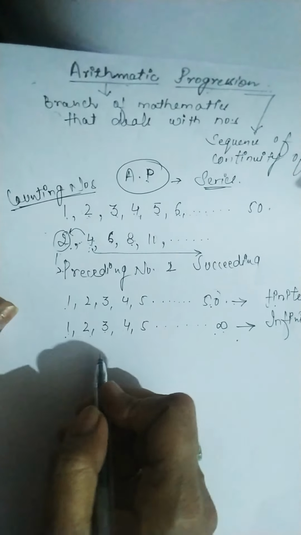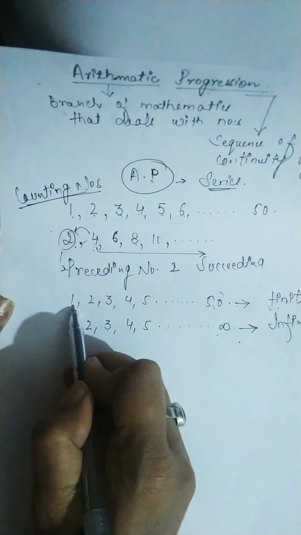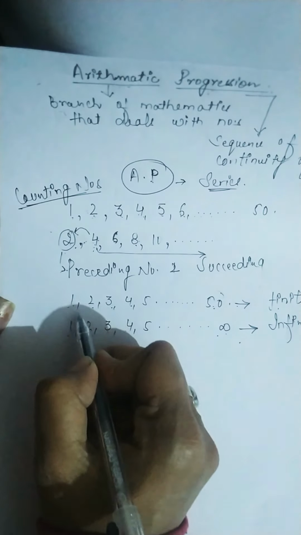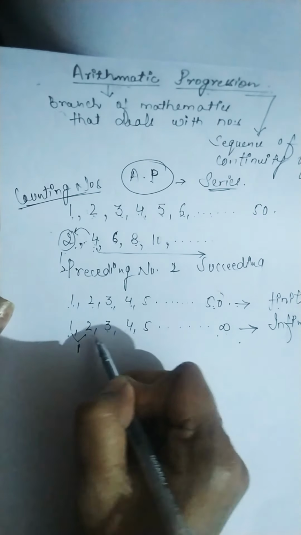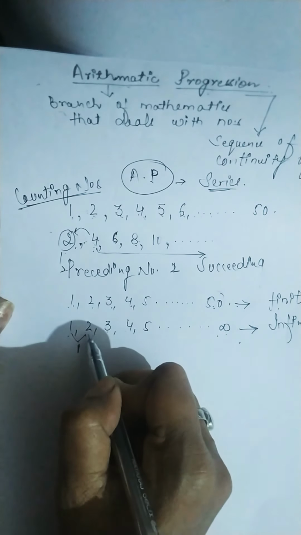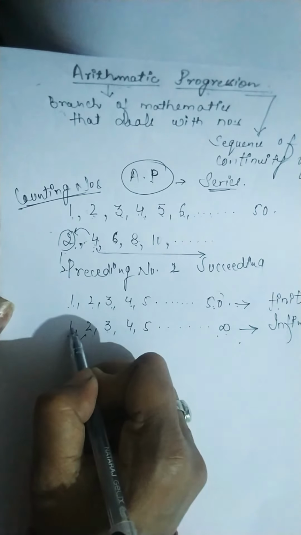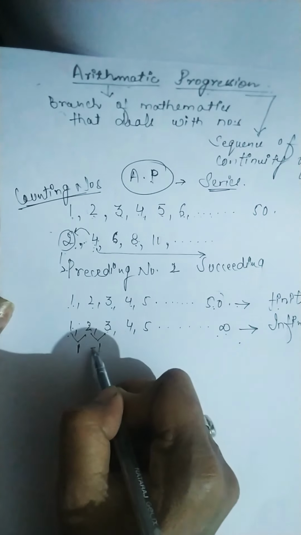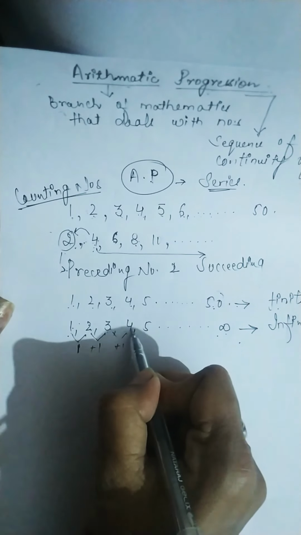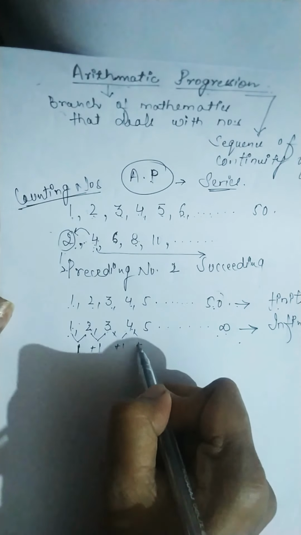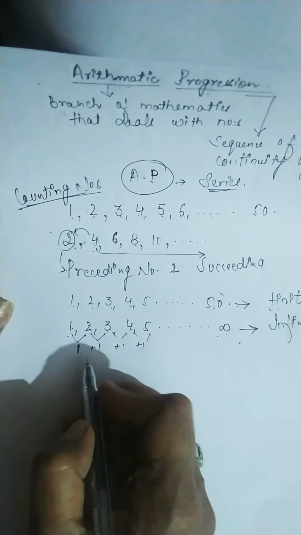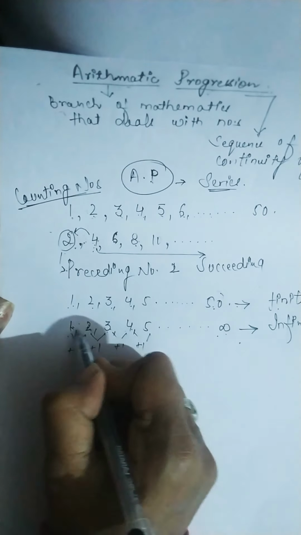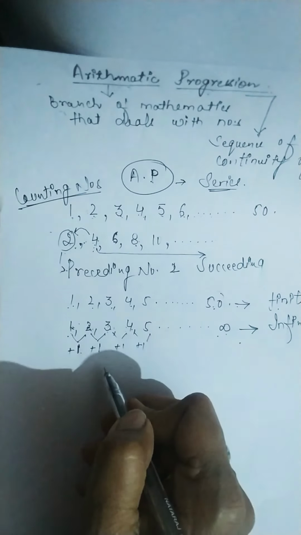Okay, if you notice here, this number is 1, this is 2, this is 3, this is 4. We notice here is a gap of 1 between each preceding and succeeding number. Like 1 plus 1 equals 2, 2 plus 1 equals 3, 3 plus 1 equals 4, 4 plus 1 equals 5. So here there is an addition of 1 between each pair of numbers.